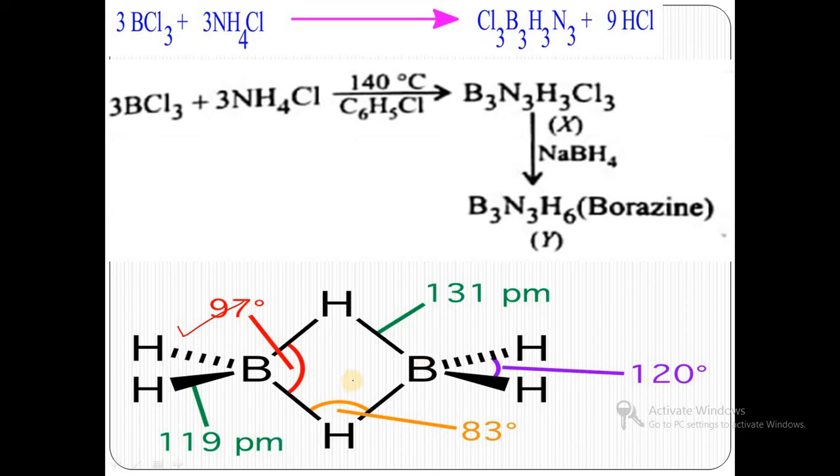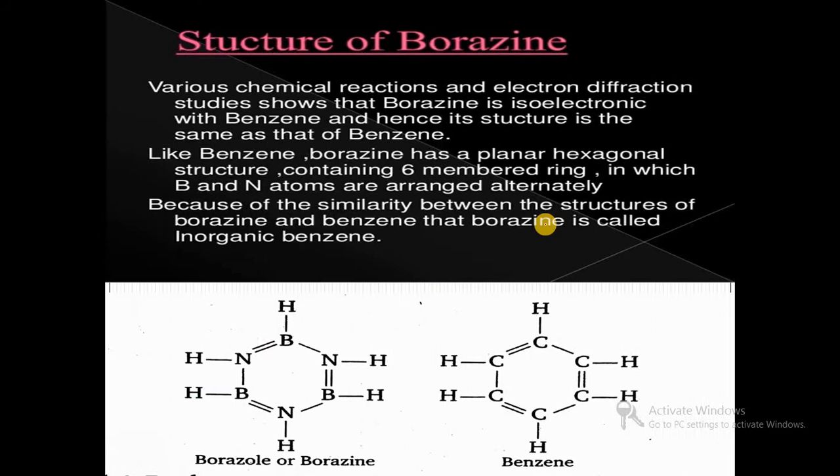Then the next compound is borazine, and borazine is prepared by reacting BCl3 with ammonium chloride, heated at 140 degrees Celsius. We get B3N3H3Cl3, trichloroborazine, which is reacted with sodium borohydride, and we get borazine. Borazine has the formula B3N3H6.